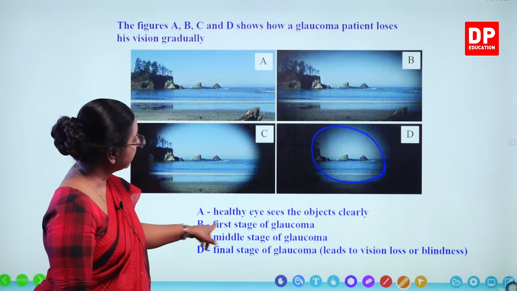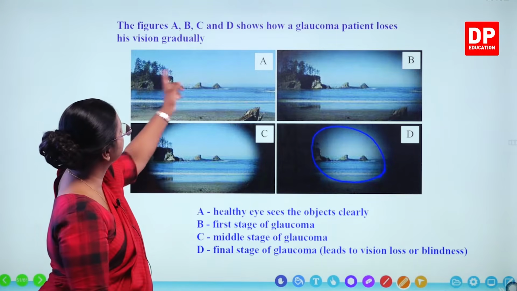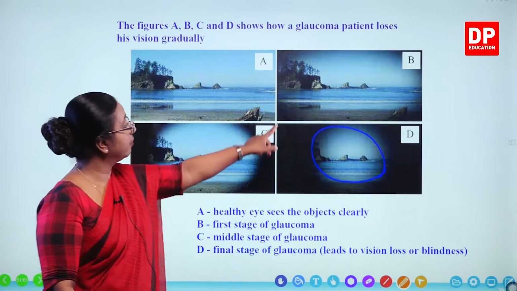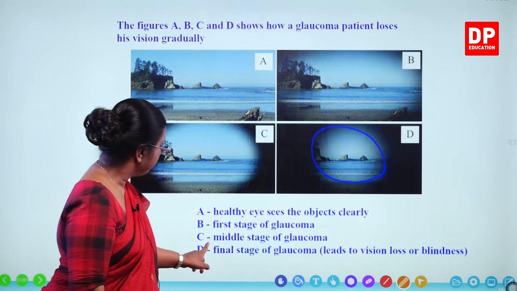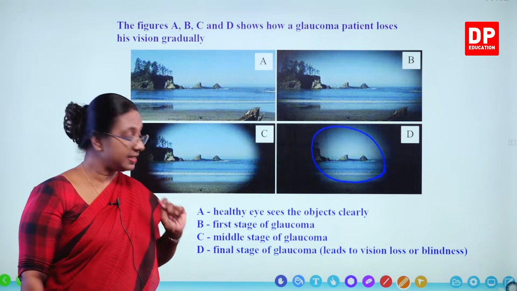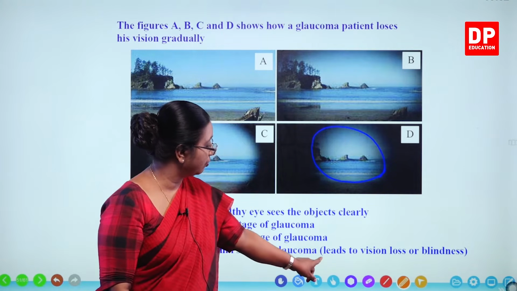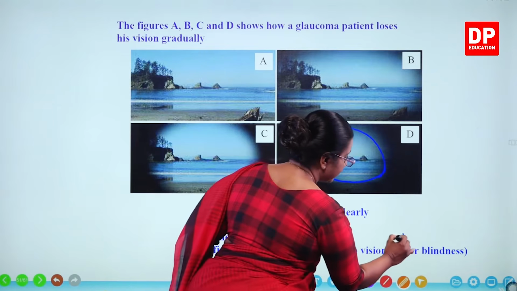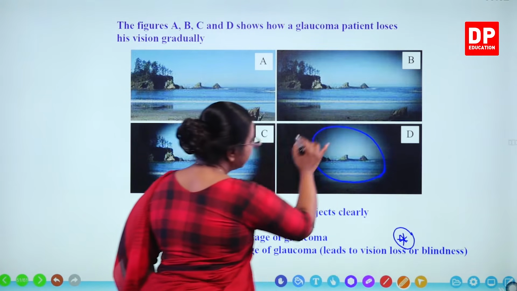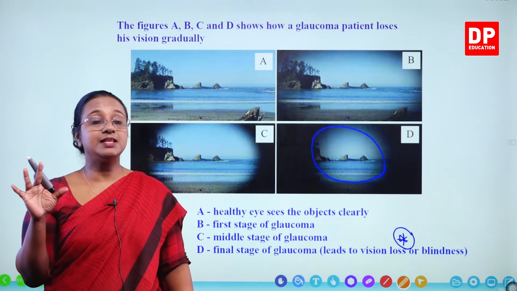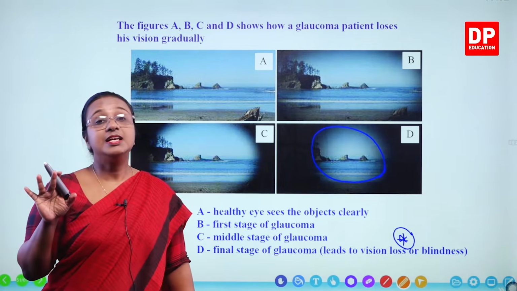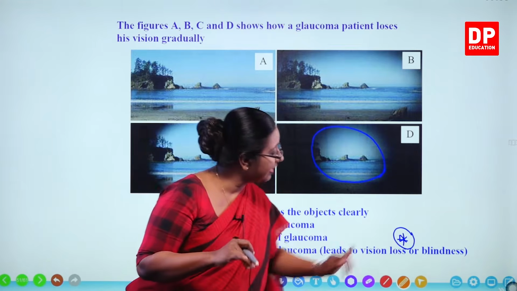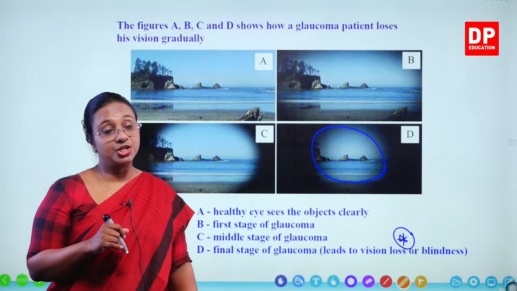So A is the healthy eye, which sees the objects clearly. This is the healthy eye. Then the first stage of glaucoma is B. The middle stage of glaucoma is C, and the final stage of glaucoma leads to vision loss or blindness. So this is something important. At this point also the person can see a little bit, but the range has decreased to a great extent. After that, it will lead to blindness or vision loss.